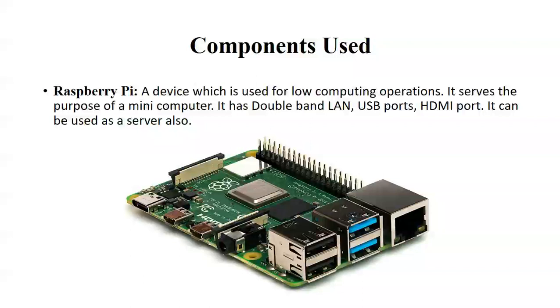These are some components used in this project. First one is the Raspberry Pi. It is a device which is used for low computing operations. As shown in the diagram, it's like a motherboard with various other components embedded in it. It has USB ports, HDMI ports, LAN ports, and a section for the micro SD card.